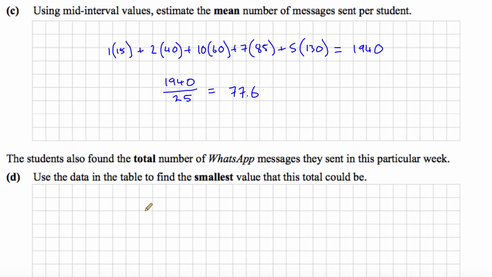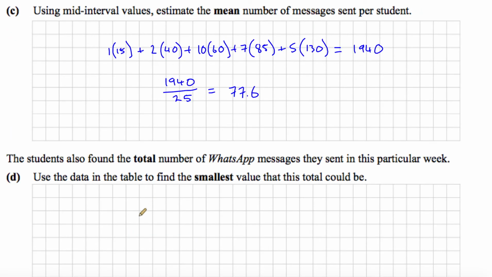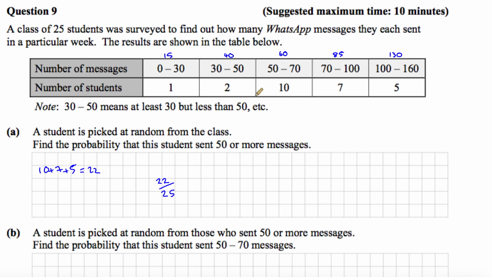So that's going to be 1 by 0, 2 by 30, 10 by 50, and then 7 by 70 and 5 by 100.